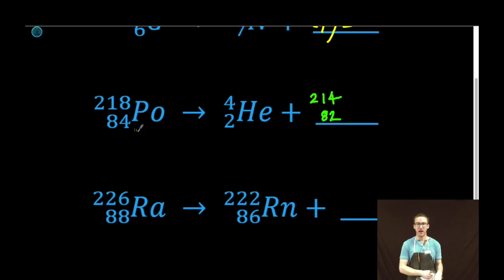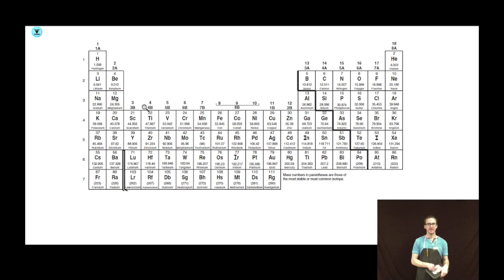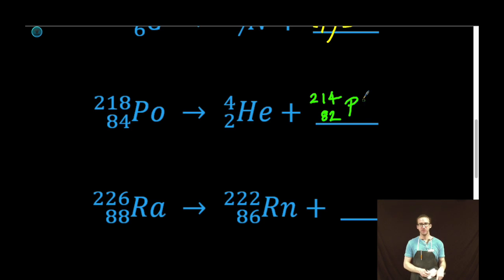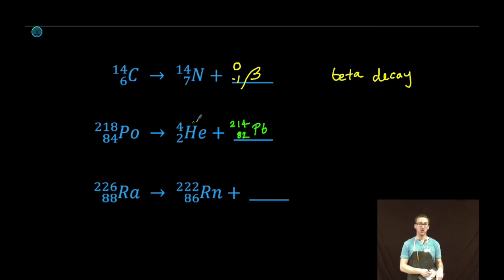So I can just head to my periodic table, boom, scan my periodic table, find atomic number 82. It's lead. That's my symbol for my missing particle. Now, what type of radioactive decay is this? What type of particle was given off? This helium nucleus represents an alpha particle.